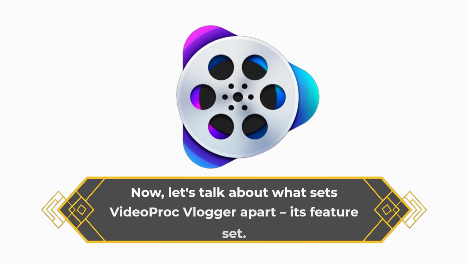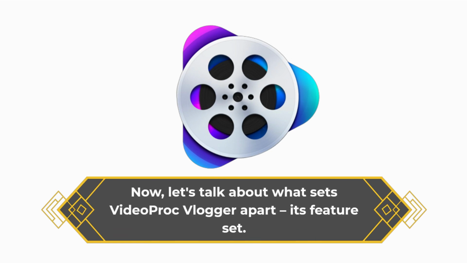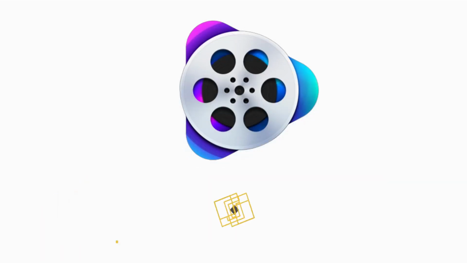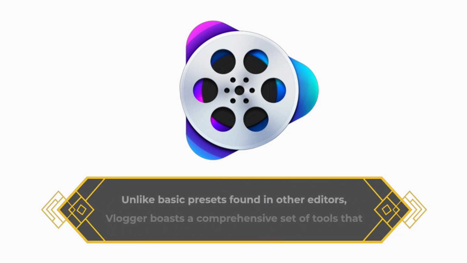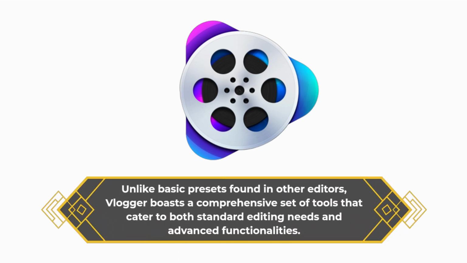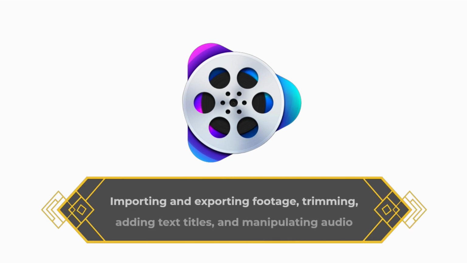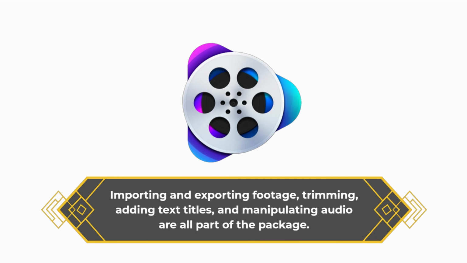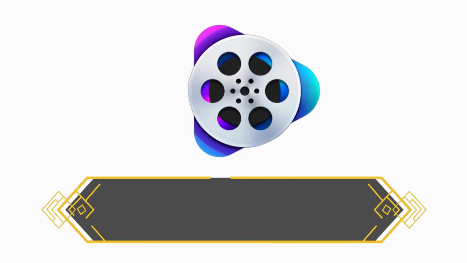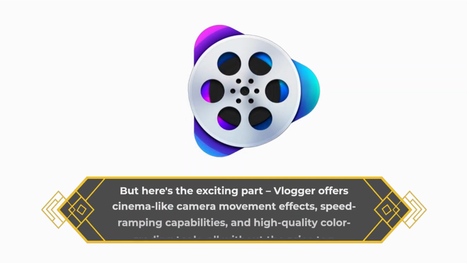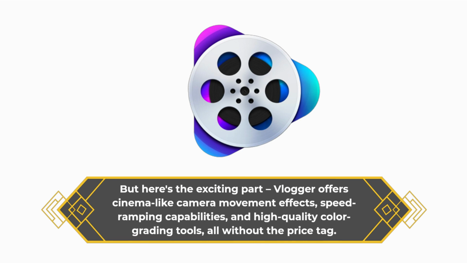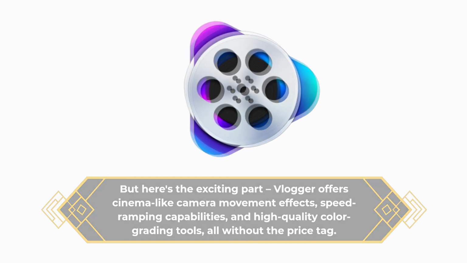Now, let's talk about what sets VideoProc Vlogger apart, its feature set. Unlike basic presets found in other editors, Vlogger boasts a comprehensive set of tools that cater to both standard editing needs and advanced functionalities. Importing and exporting footage, trimming, adding text titles, and manipulating audio are all part of the package. But here's the exciting part. Vlogger offers cinema-like camera movement effects, speed ramping capabilities, and high-quality color grading tools, all without the price tag.